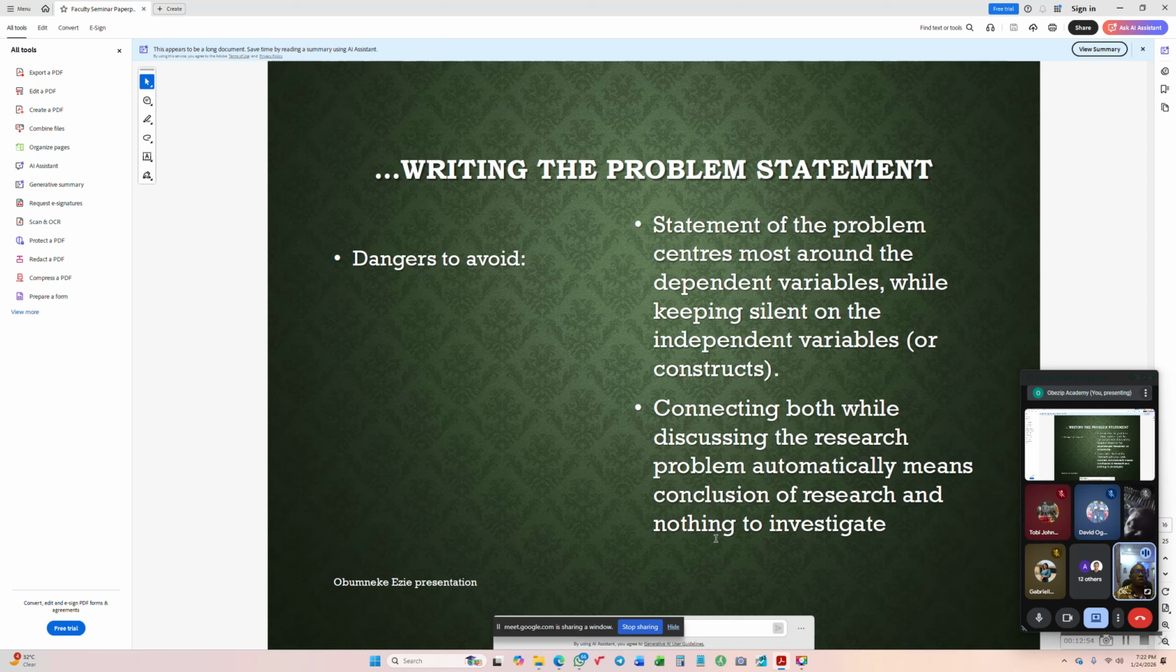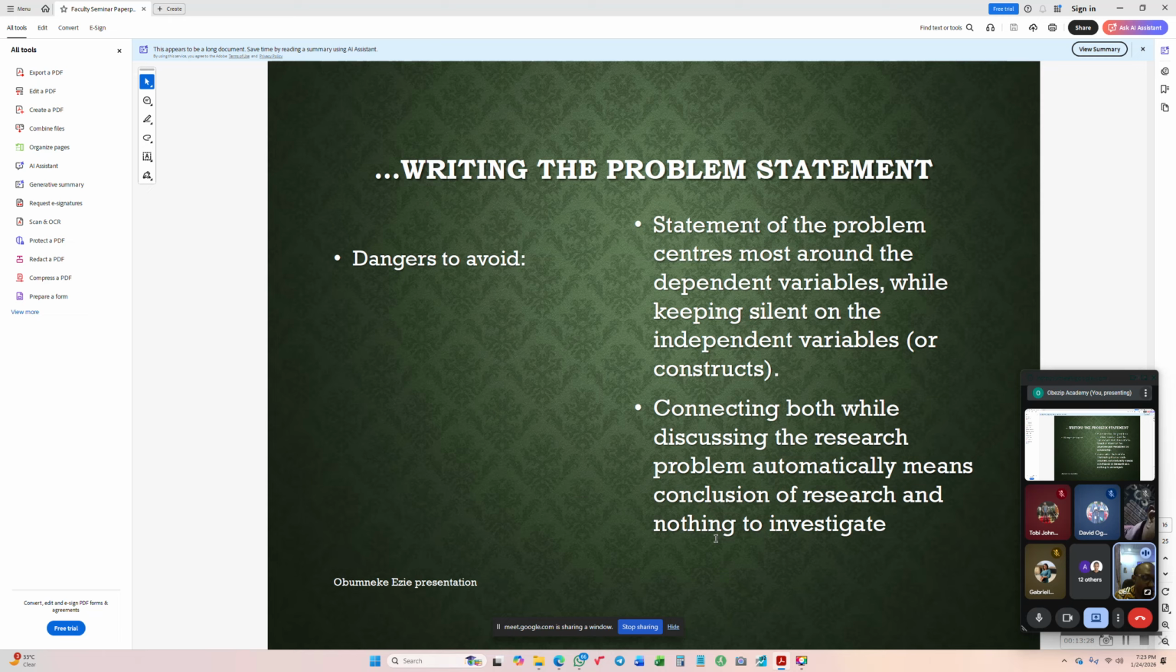Okay. Now, it's important for you to also realize the fact that you don't connect your independent variable to your dependent variable when stating your problem. Otherwise, you've concluded on research and nothing to be done. It's just like saying that part of the reason why the manufacturing sectors are not performing today at the point we expect them is because of financial inclusion, lack of funds, lack of all of the rest. I mean, that should be the final outcome of your research. So when discussing your statement of problem, your independent variable should be technically silenced.